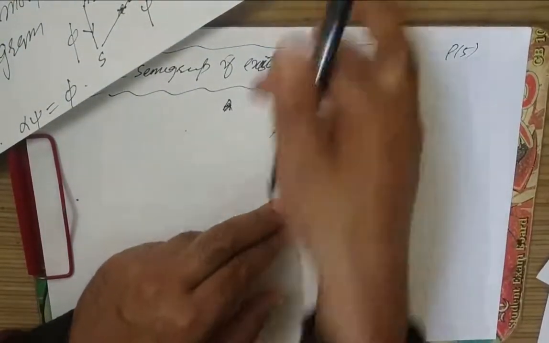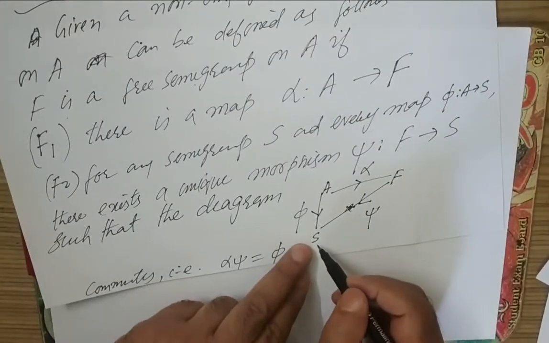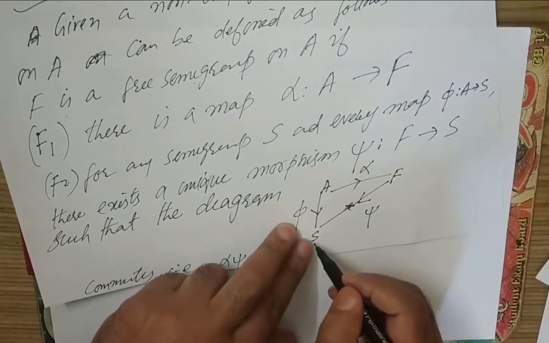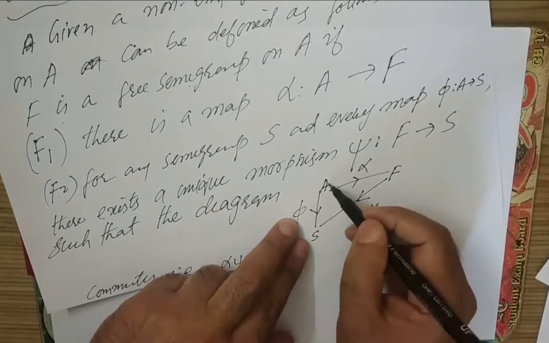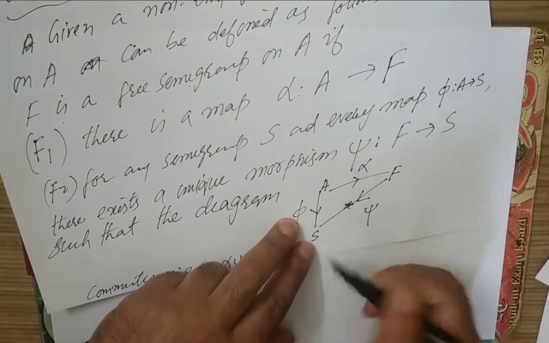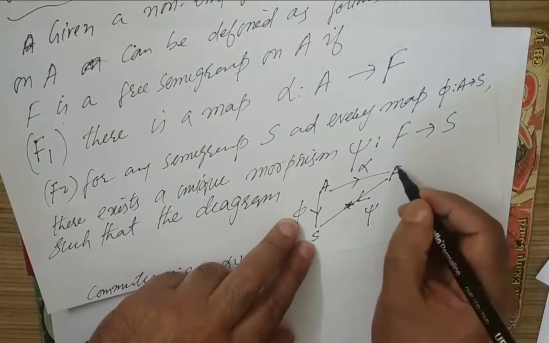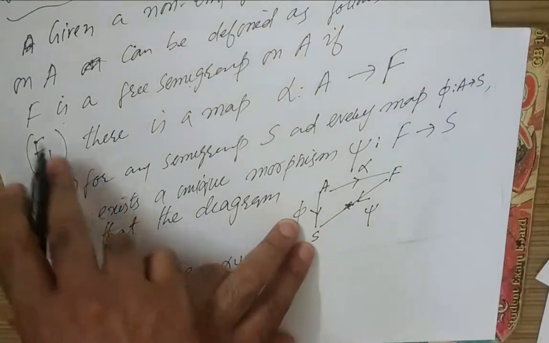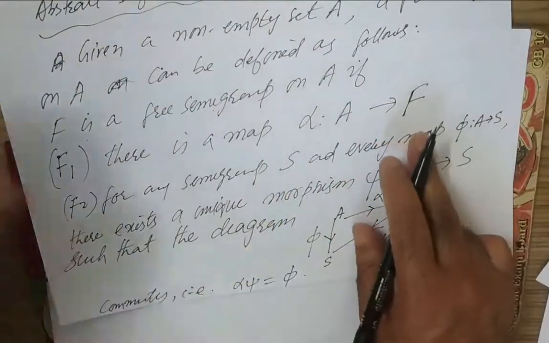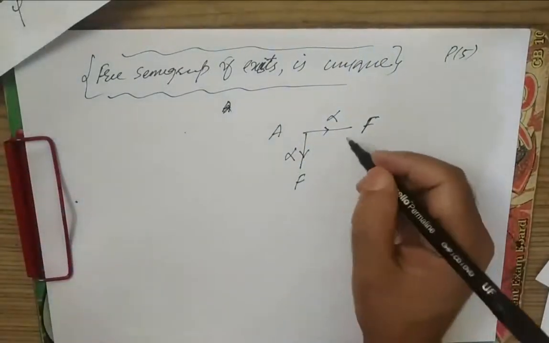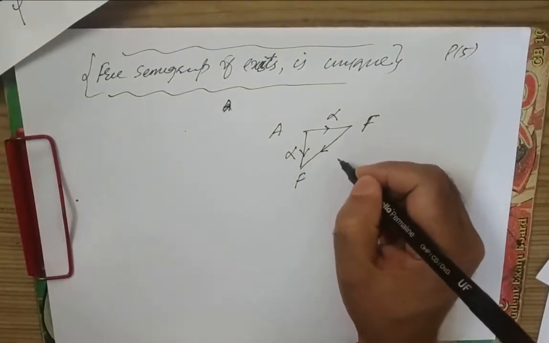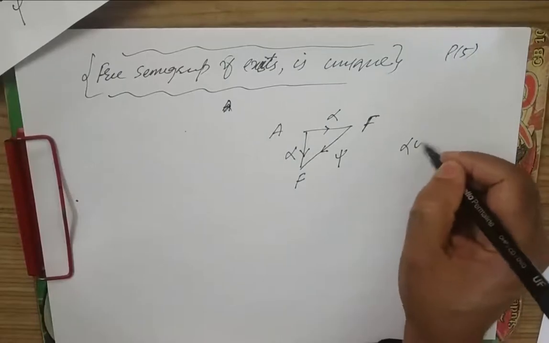In particular, this is true for the semigroup F also, and the map alpha also, because it is true for any semigroup S and any map phi from A to S. So it's true for this F too, from the definition of a free semigroup. Then it says there is a unique morphism, let's denote it by psi, such that alpha psi is equal to alpha.